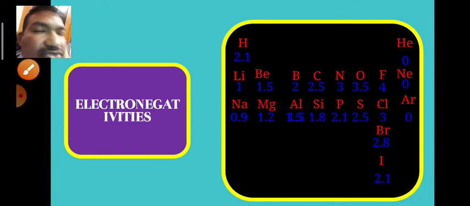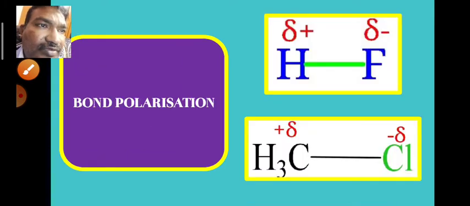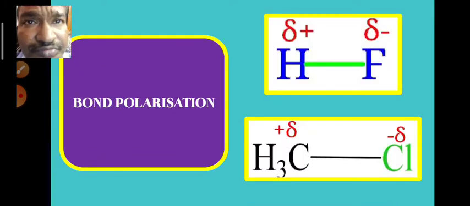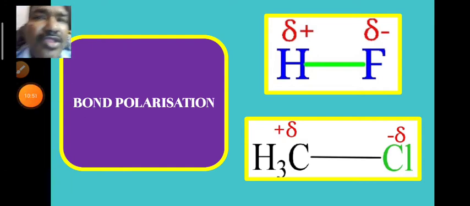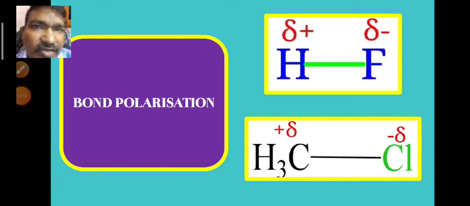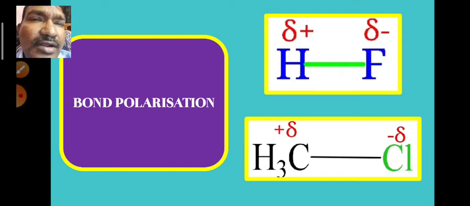Okay, so these are some electronegativities. And now we have to go for another concept, that is bond polarization. Here, depending on the difference in electronegativities, the shared bond electron pair does not lie exactly in the middle position. So the bond electron pair moves slightly towards the more electronegative atom.